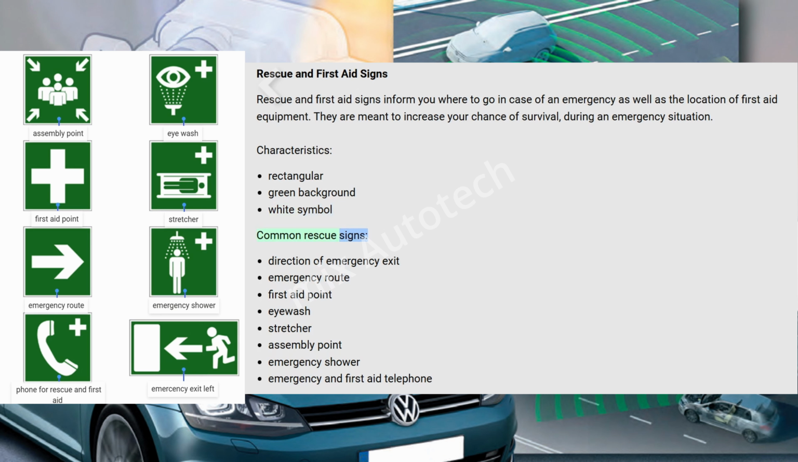Common rescue signs. Direction of emergency exit. Emergency route. First aid point. Eye wash. Stretcher. Assembly point. Emergency shower. Emergency and first aid telephone.